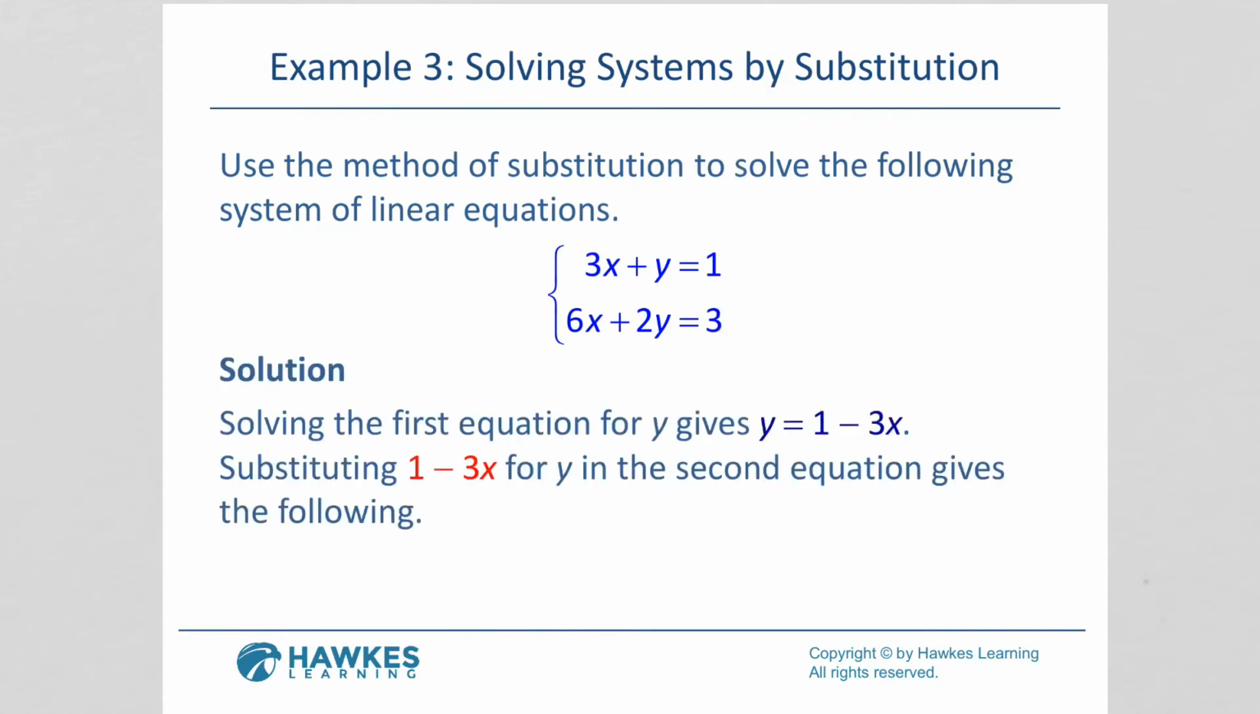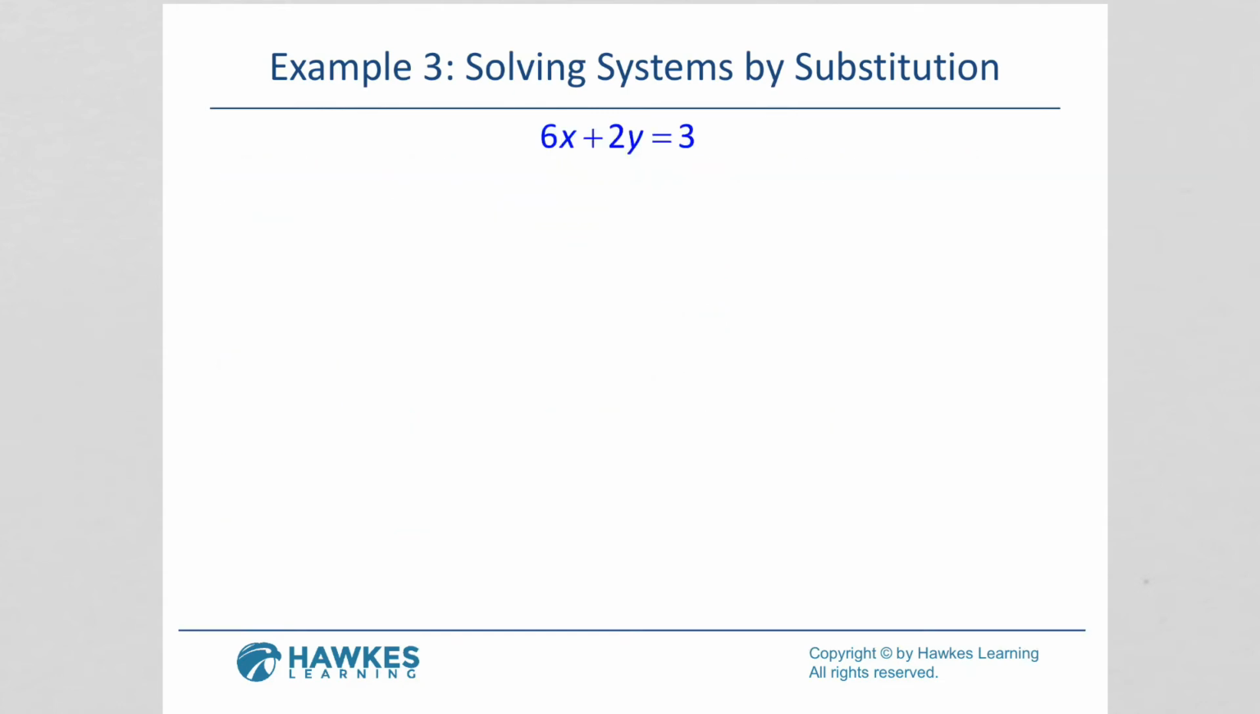Solving the first equation for y gives y equals 1 minus 3x. The reason we did that is because no coefficient in front of the y makes it the easiest one to solve for. Substituting 1 minus 3x for y in the second equation gives us the following. Again, we have 6x plus 2y equals 3. We're going to replace the y with 1 minus 3x, which gives us 6x plus 2 times 1 minus 3x equals 3.